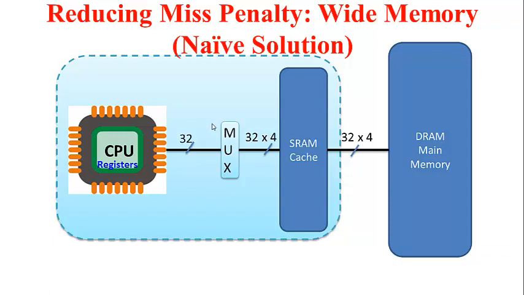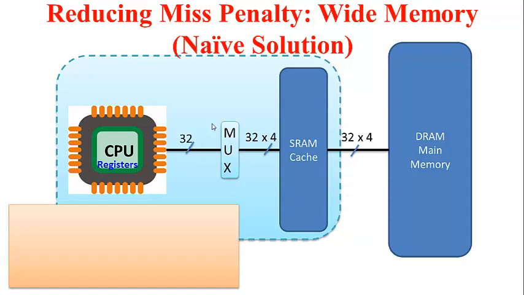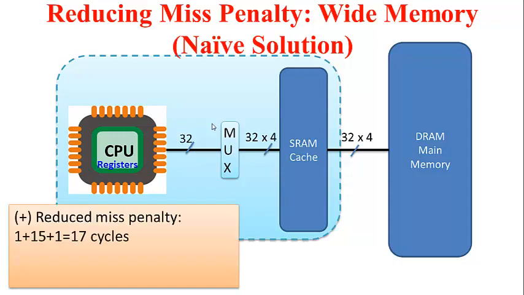In this arrangement, can you tell what is going to be the miss penalty for loading a 4-word block from main memory to cache? Well, since the interface is now 4 words wide, we can do everything in just one reading cycle, which takes 1 plus 15 plus 1 or 17 cycles.